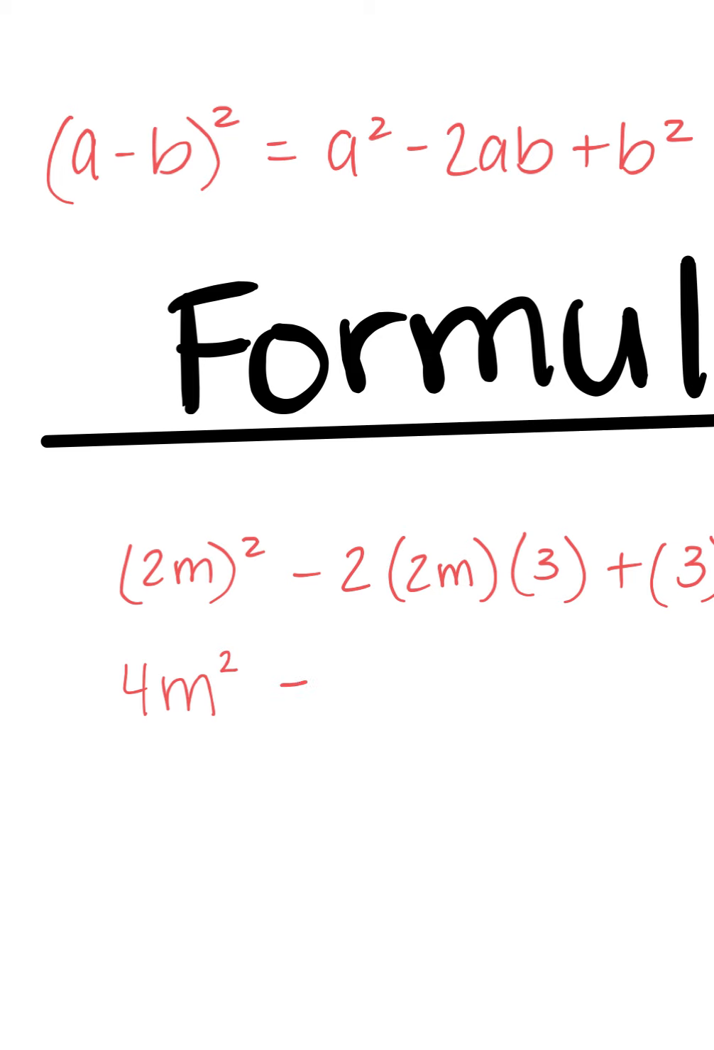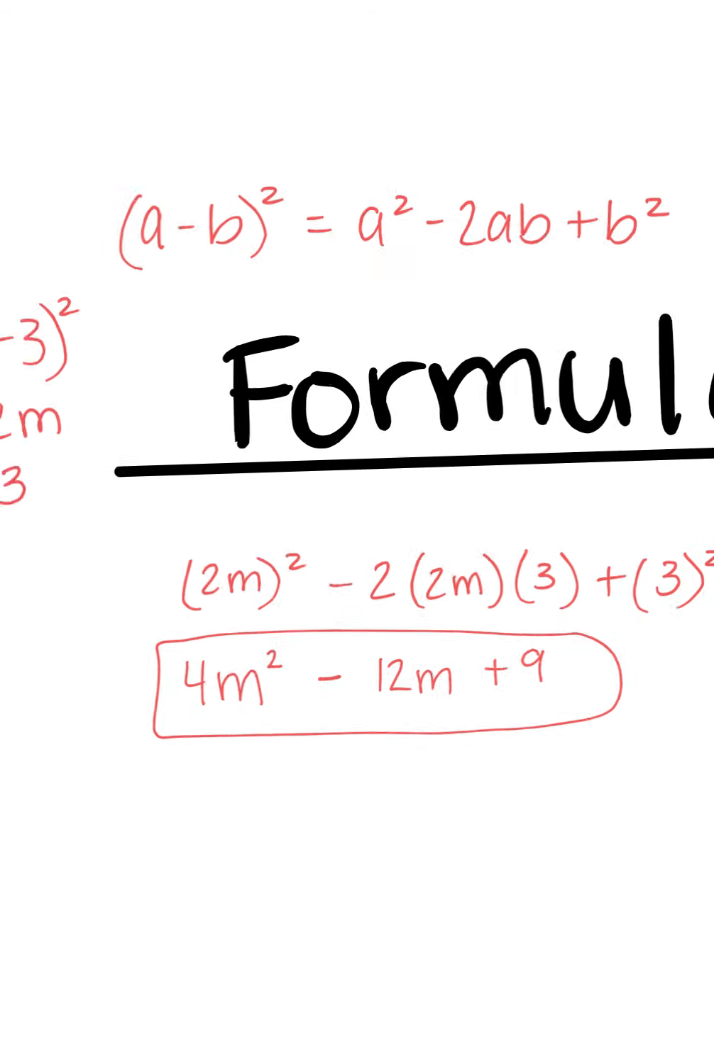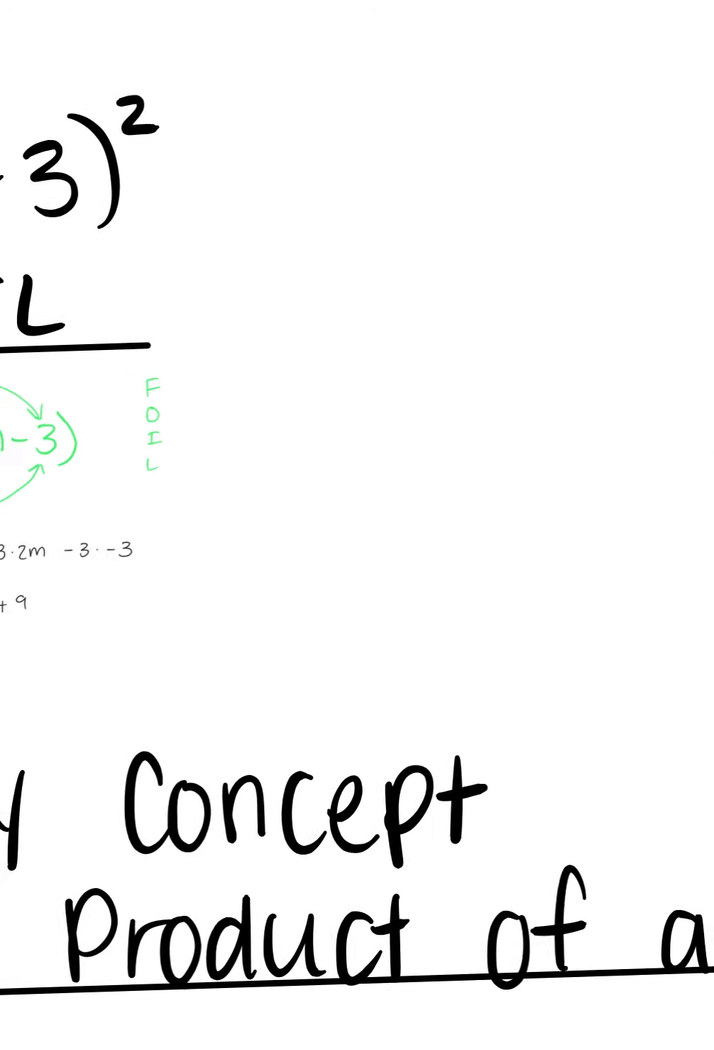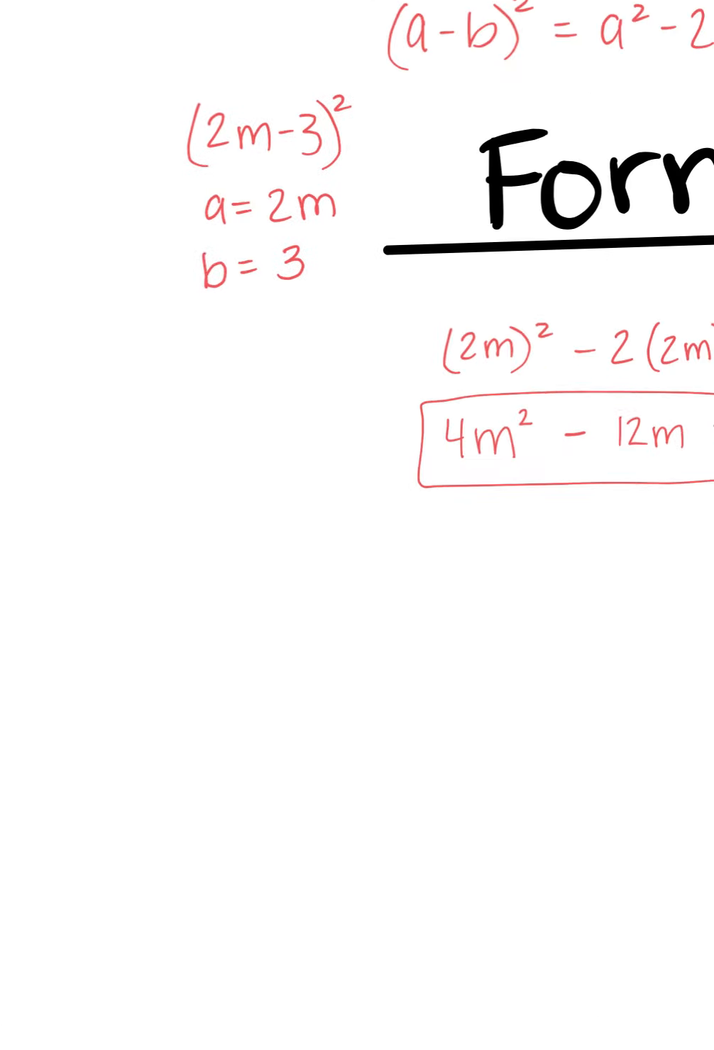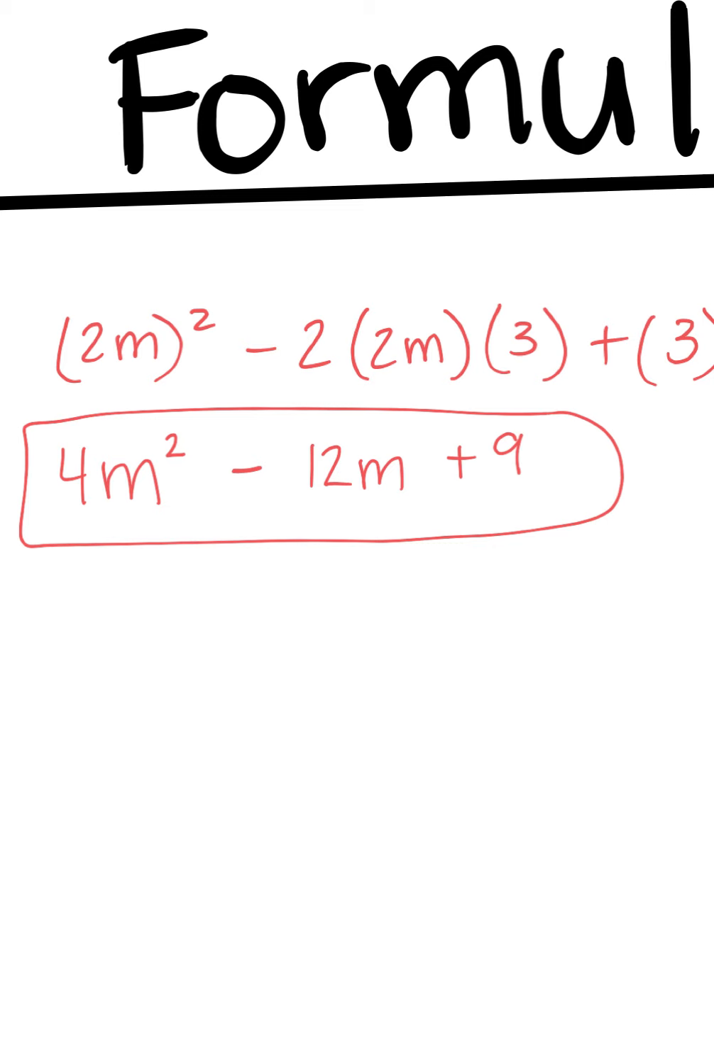Minus, what's that second term going to be? 12m and, well, plus 9. Did we get the same thing? Yes. Okay. We got 4m squared minus 12m plus 9. So we're good.